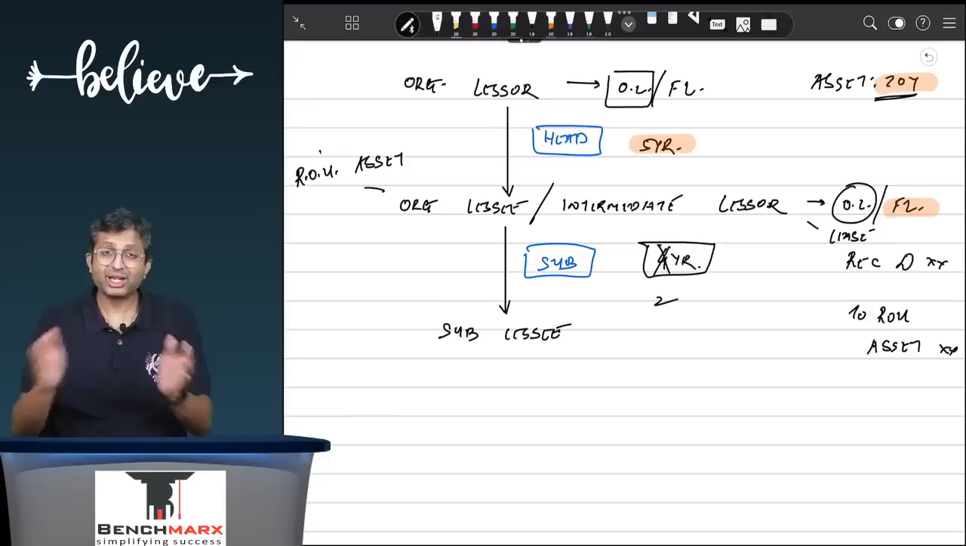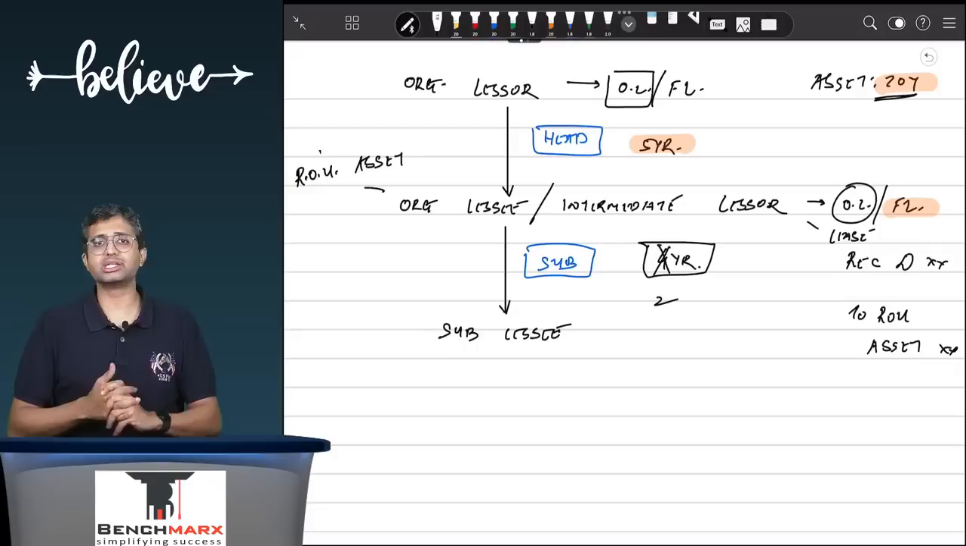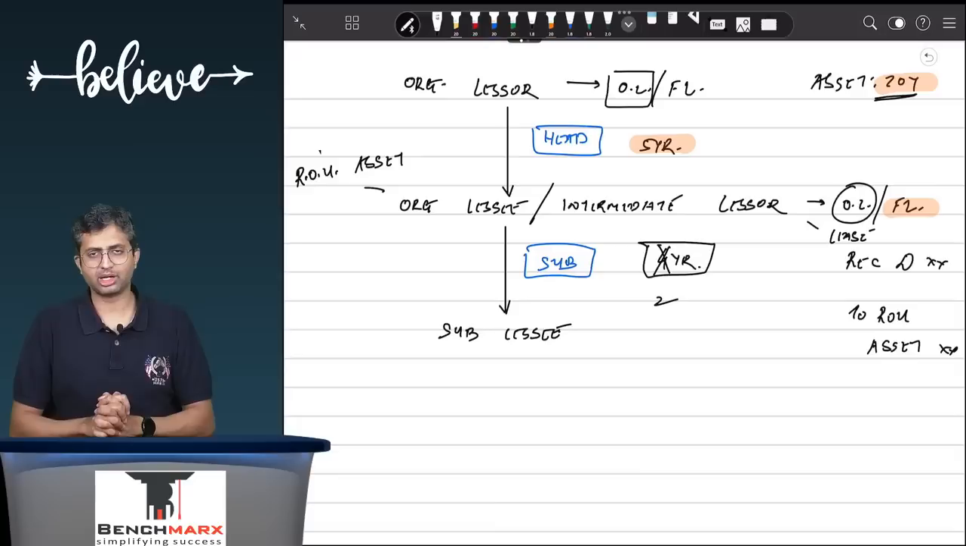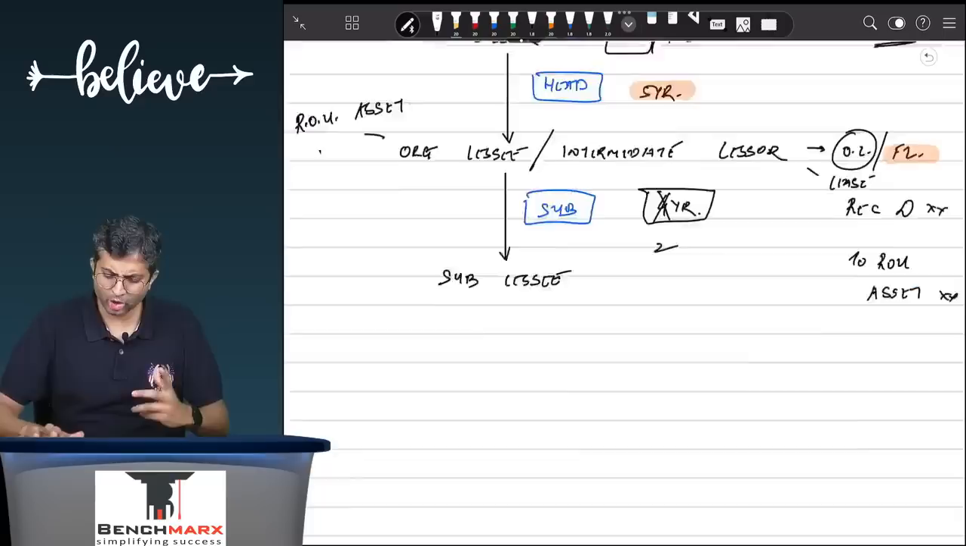Well, it has to be based on the remaining term of 2 years. So you will compare it with the remaining term of 2 years, and based on that, you will decide that this is, let us say, a finance lease. Sir, but 2 out of 5, 3 years are already done, and hence 2 years are remaining. So this is 2 out of the remaining 2, and hence this will be a finance lease for the intermediate lessor. Okay, so that is the first special case.